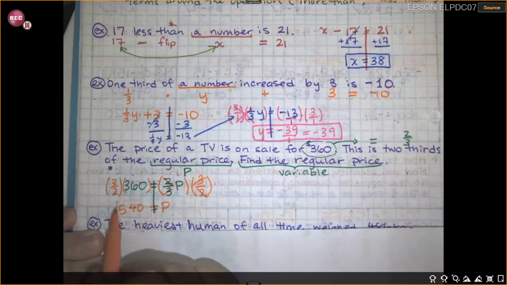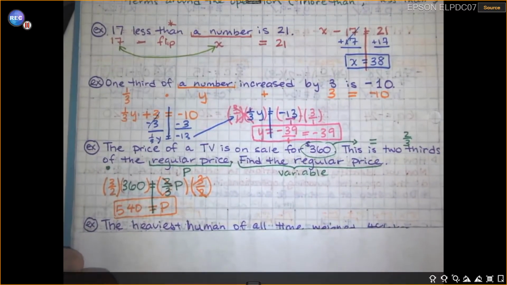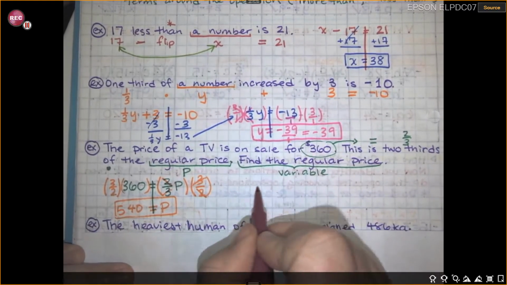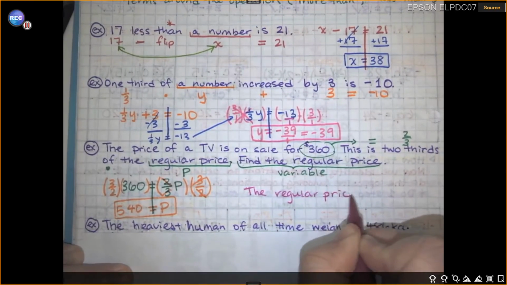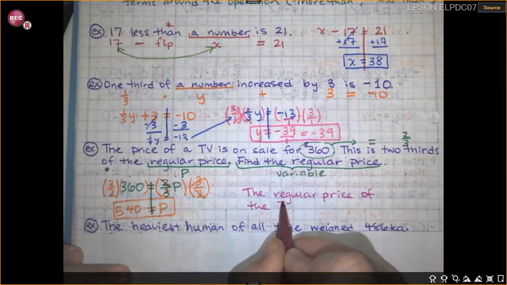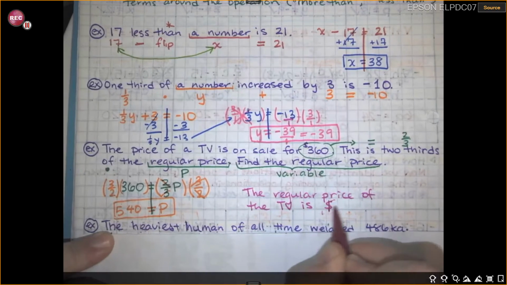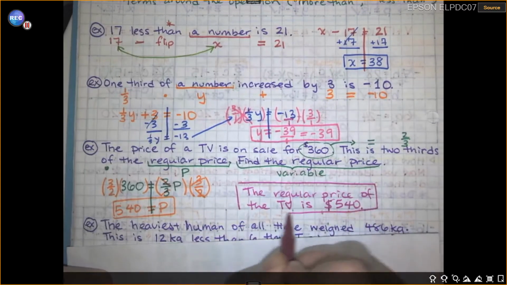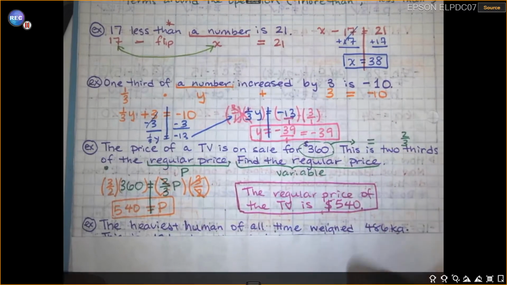Okay, now here's the dealio. Because this one actually is in a scenario, we need to give it an actual answer. We need to give them the answer to their question. It said find the regular price, and we want to tell them that the regular price of the TV is, and then give it a unit, it's in money, $540. So I like to say that a word question or problem deserves a word answer.